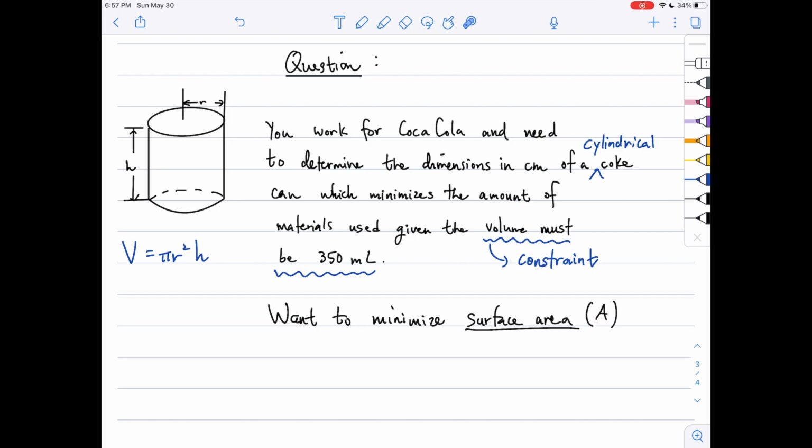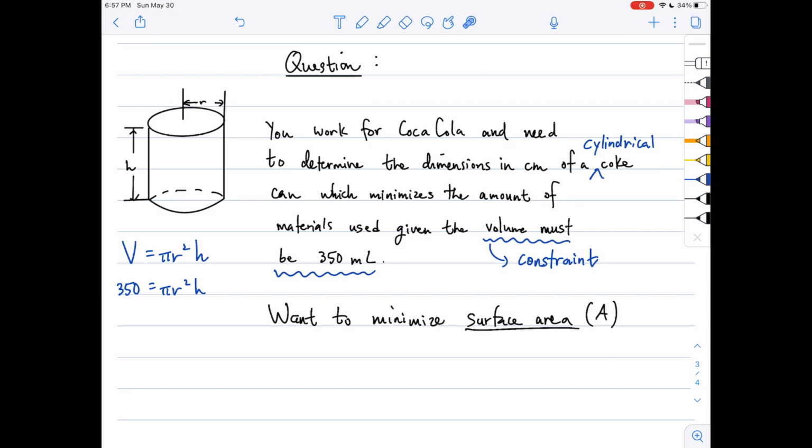You have to separate constants from variables. So the volume here is just a constant. It's fixed. It's 350 milliliters. And now you can see that as soon as you fix the volume, there's an implicit relationship between radius and height, and that's going to become important later. So here you can think of radius being a function of height and height being a function of radius implicitly. These two variables are interdependent because the volume is fixed.